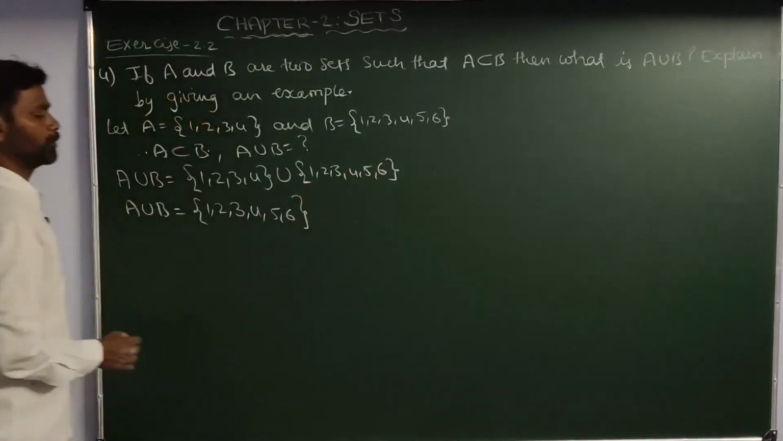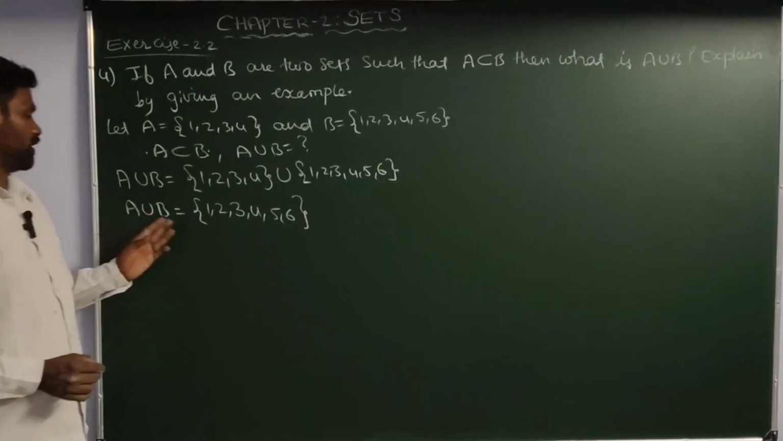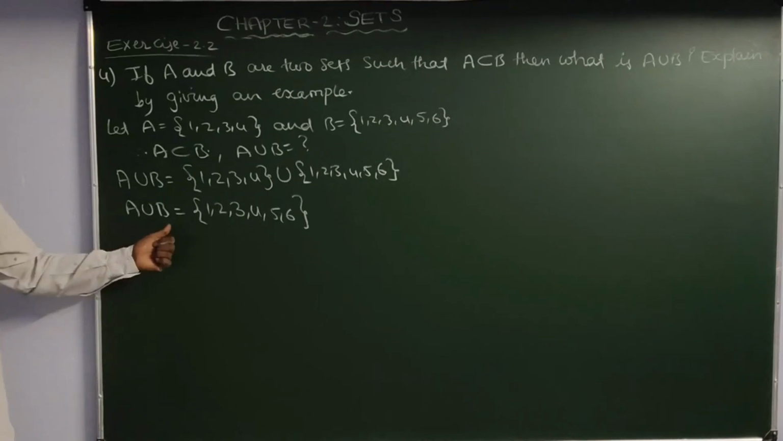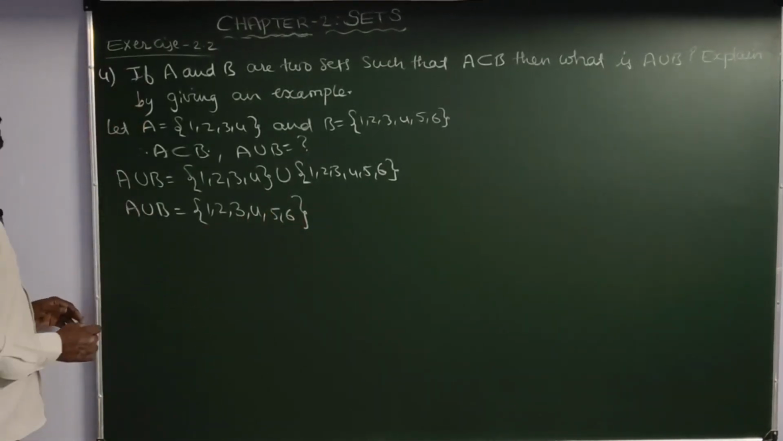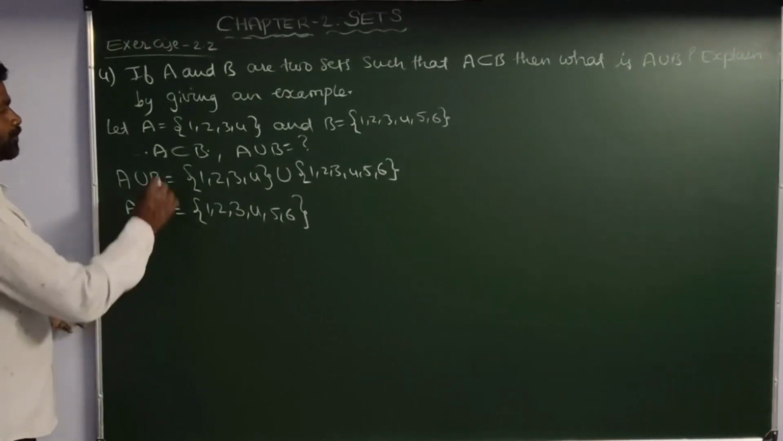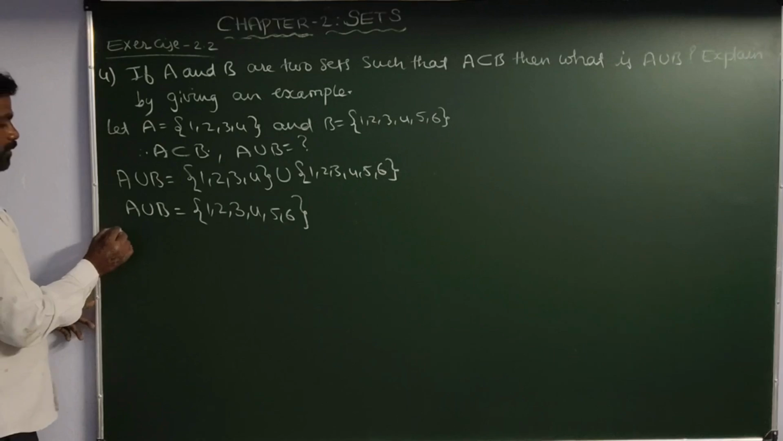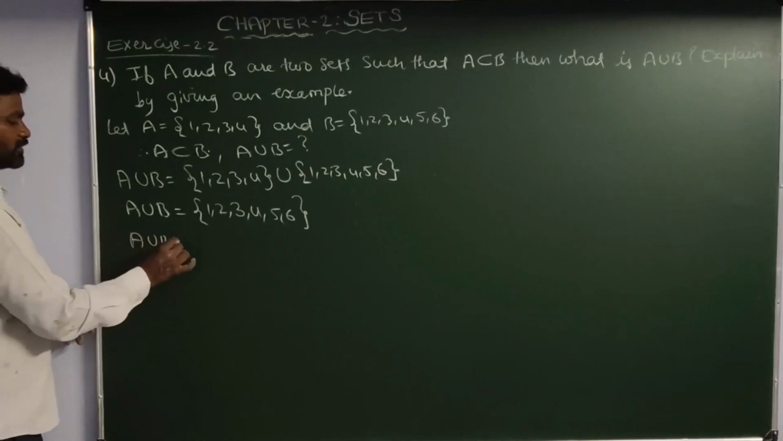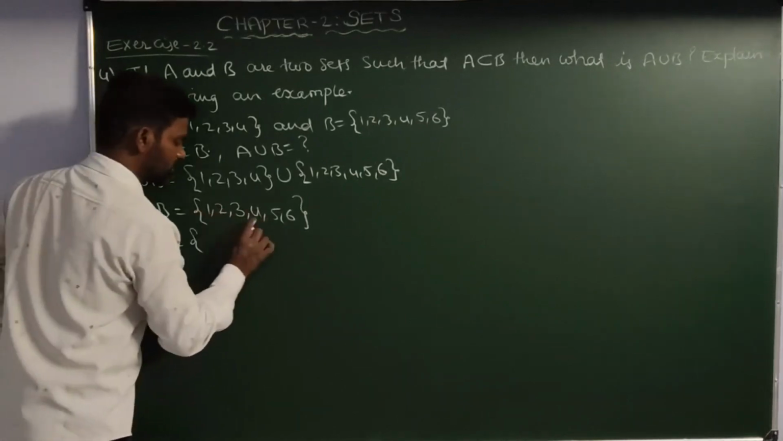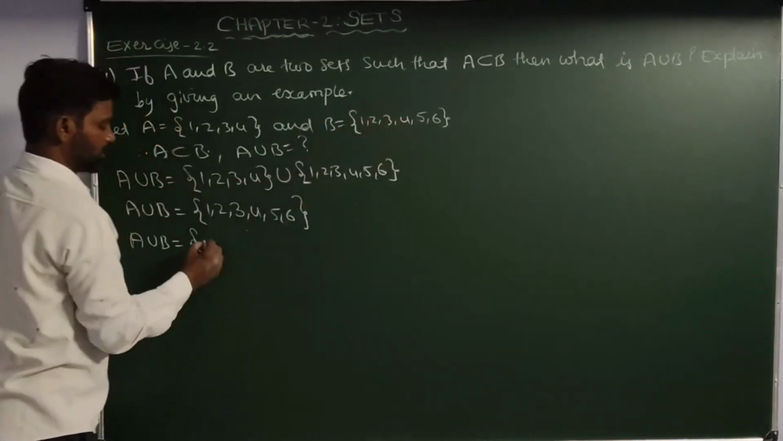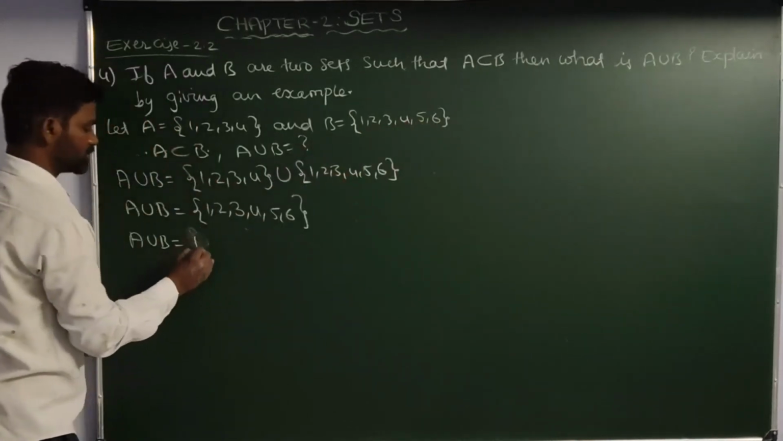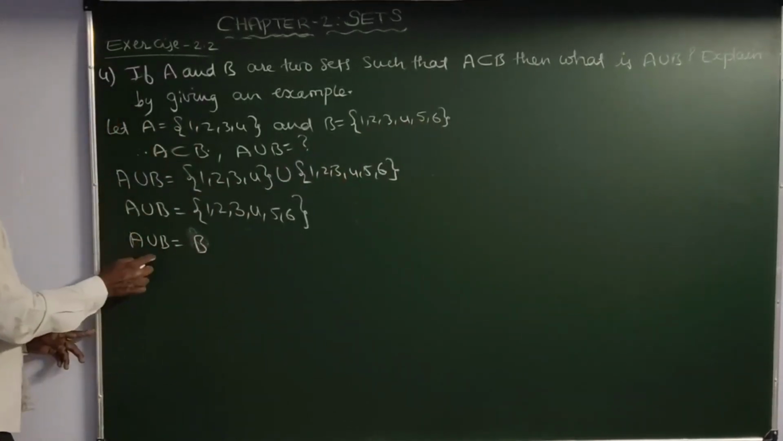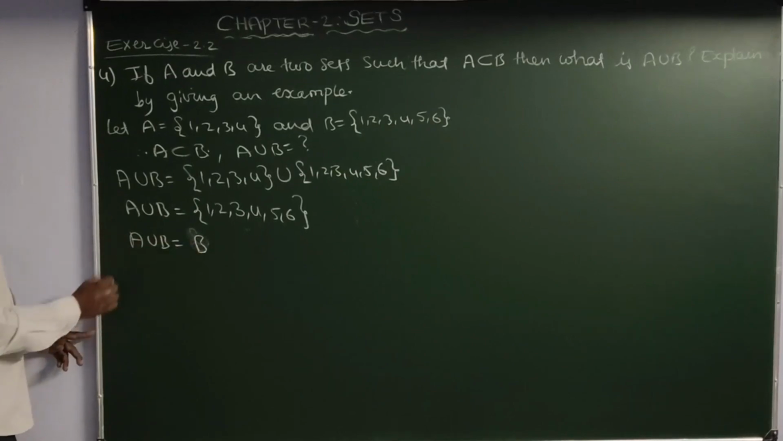Here 1, 2, 3, 4 are repeated, so we have to write them only once. Then we get A union B is equal to {1, 2, 3, 4, 5, 6}. That is the union of two sets A and B. But what is 1, 2, 3, 4, 5, 6? These are the elements of set B. Once you observe that, 1, 2, 3, 4, 5, 6 are the elements of set B. So we got A union B is equal to B.